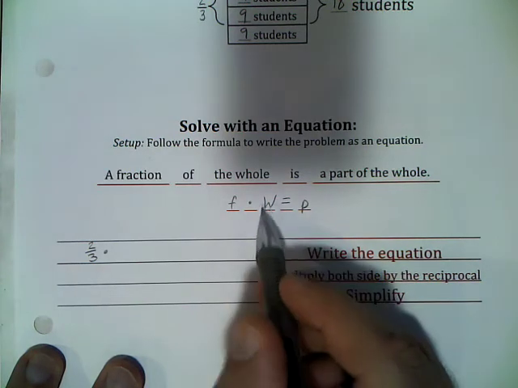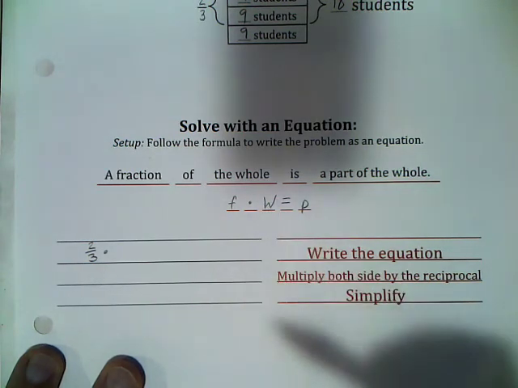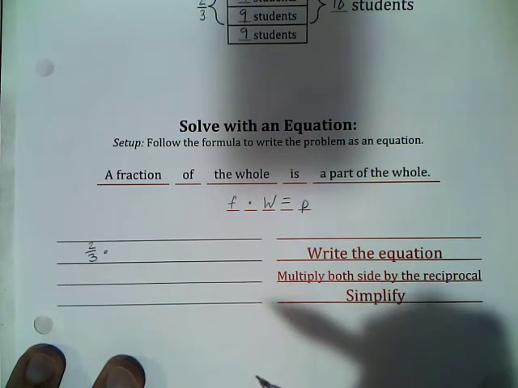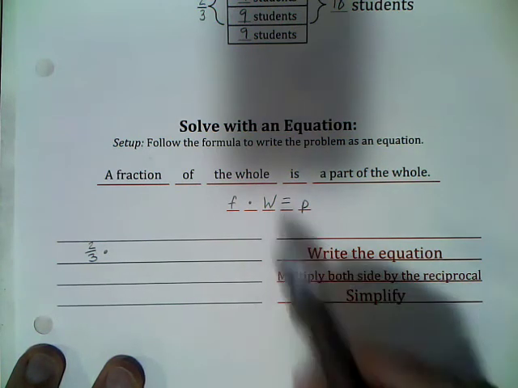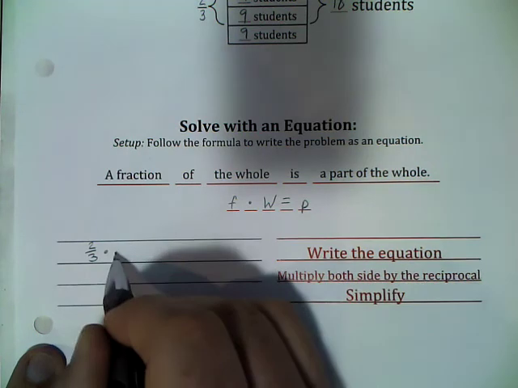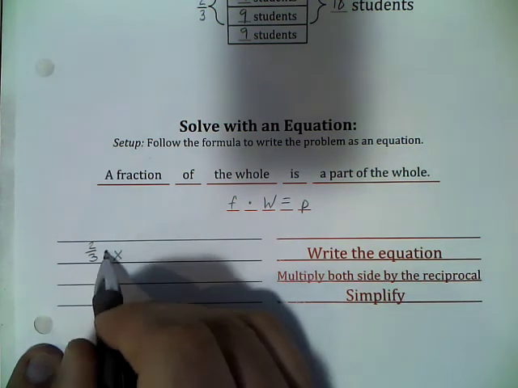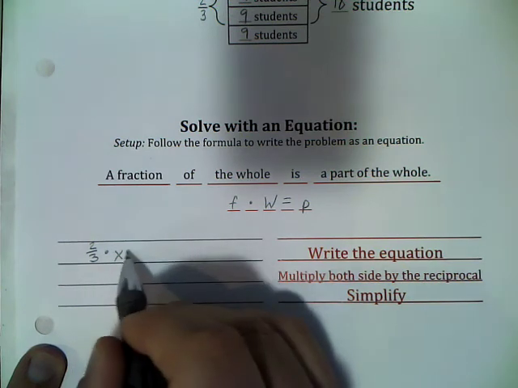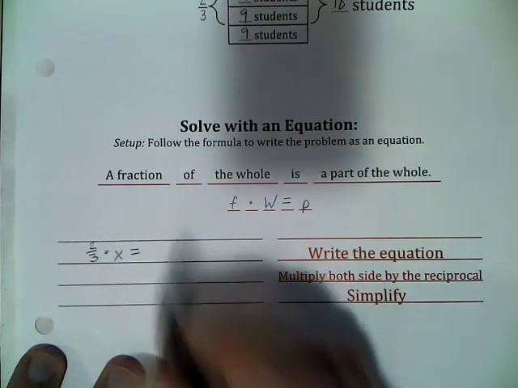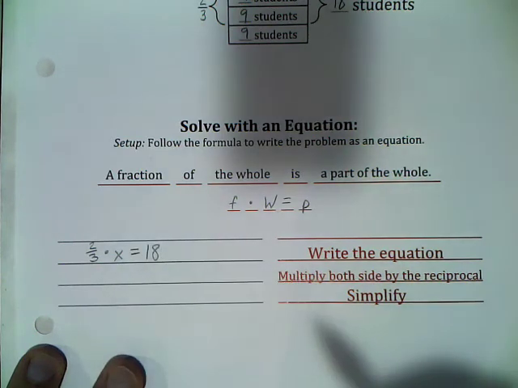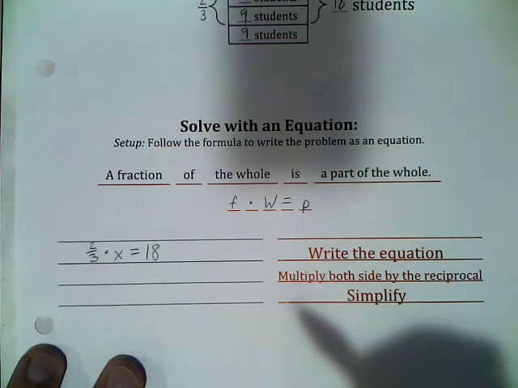So we could go W here, or you could go more traditional and make it X. We could make it C for class. It doesn't really matter. I'm going to go X just to make it kind of traditional. So 2/3 of that unknown whole class equals the part. And we know the part that's 2/3 is 18 girls. That's my first step, is to write my equation.